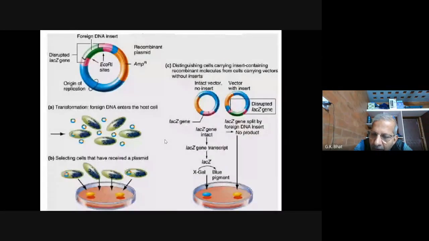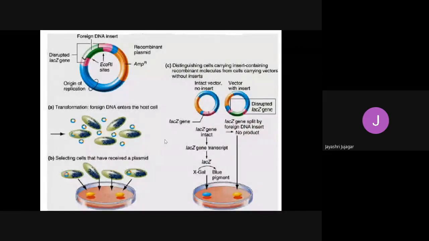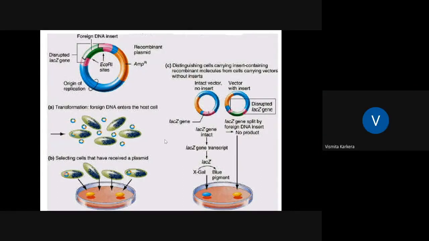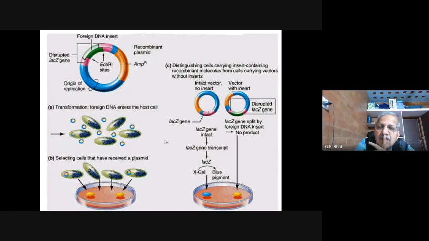If we get blue color, it is recombinant. If you get blue color, what is the indication? Recombinant. If no blue color? Non-recombinant. Is it? Sir, if it is blue in color, it is non-recombinant, and if it is white in color, it is recombinant.